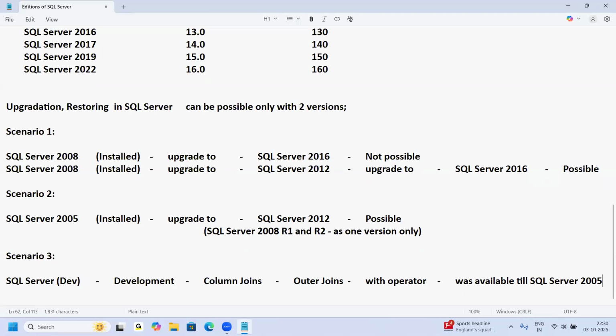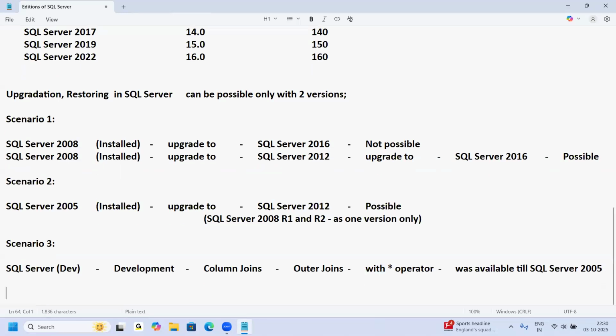2005. With what operator? Important operator. Which operator? That was called the star operator. That is the reason in 2005 we used to say that star has multiple meanings in SQL Server. 2005, 2008, 2012.